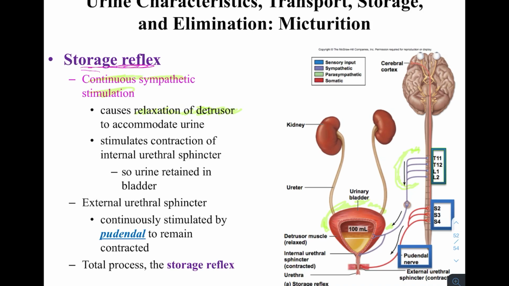The second thing that we want to do with this continuous sympathetic stimulation from the center of the spinal cord is that we want to keep the internal urethral sphincter contracted so that it's closed off right here at that point. That's the internal urethral sphincter. Notice there's a branch from this nerve that also goes to the sphincter and basically keeps it contracted. So while the detrusor muscle is being relaxed in order not to push the fluid out, the internal sphincter is being contracted.